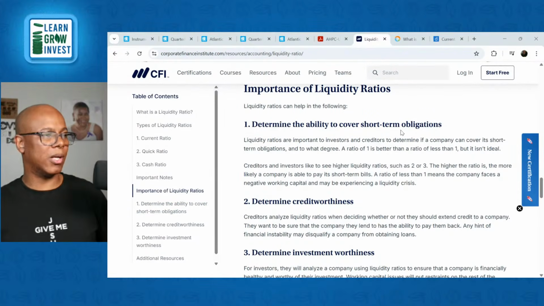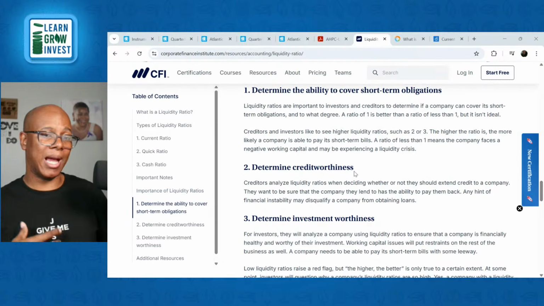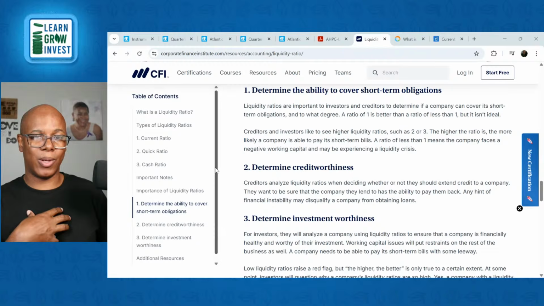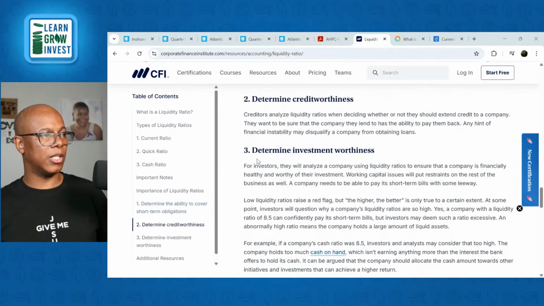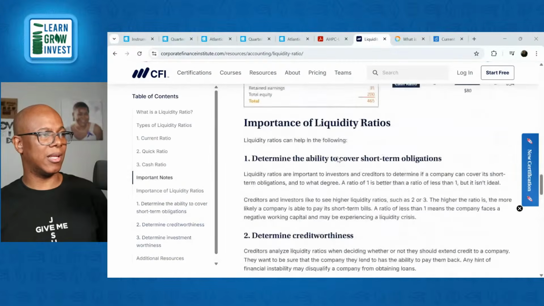We spoke about that before. To determine creditworthiness. So a bank, before they give a company a loan, they're going to look at their liquidity. And if you think about it, that's what banks do for us as well. They look at our personal liquidity to see whether or not we can cover our loans. To determine investment worthiness. So those are the three things it lists here as the importance of liquidity ratios. So it's very important. It's something that you do as a part of your analysis. So yes, great question.